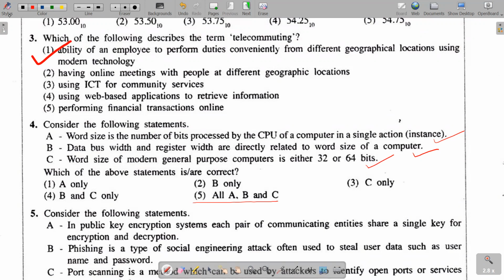So it's better you remember those facts. Word size is the number of bits processed by the CPU of a computer in a single action, right? And also remember the facts related to memory. So all these things.